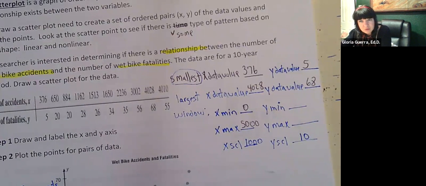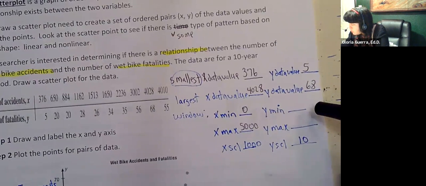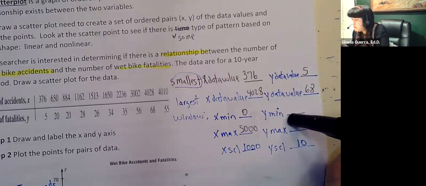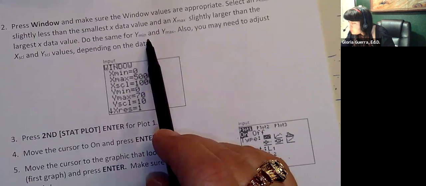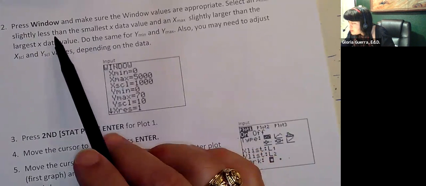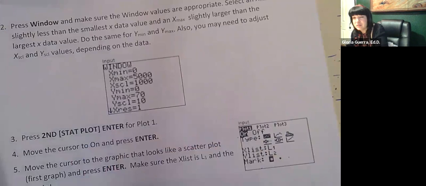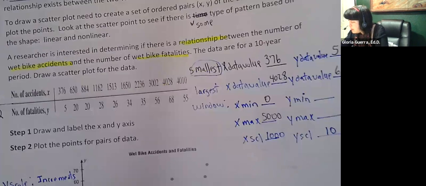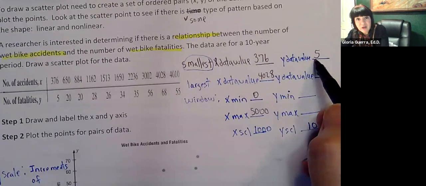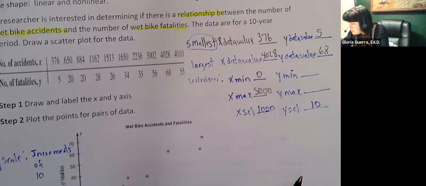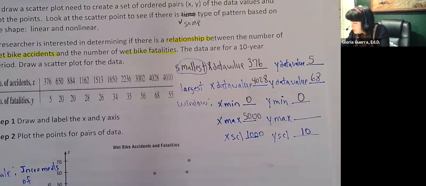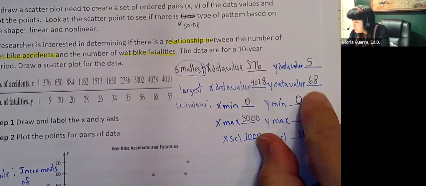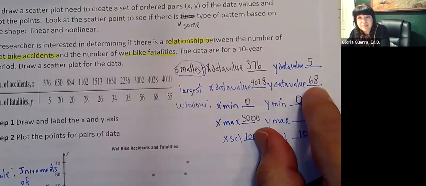Be generous with your space. So you have that space on your window. Okay. And then the Y min, same thing's going to happen. For the Y min, do the same. Make your Y min a little bit less than the smallest Y data value, which is really small. It's already 5, so I would also make it 0. And then the Y max, your biggest Y max is 68.